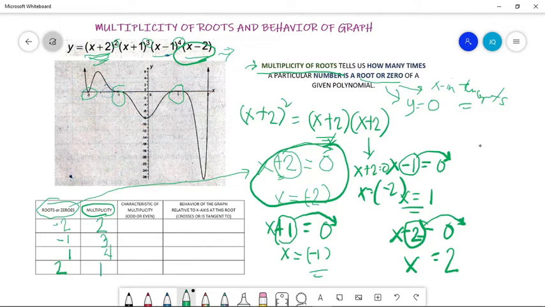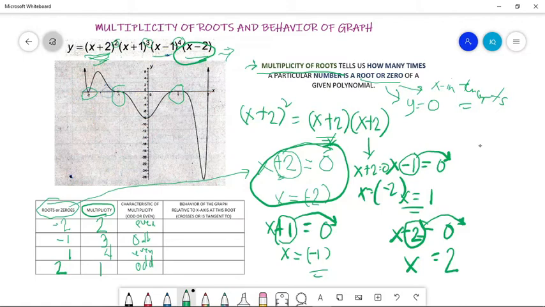When we say odd, it is not divisible by 2, or when you pair the numbers, it has a remainder of 1. So 2 is an even number. Next is 3, that's odd because it is not divisible by 2. 4 is even, and 1 is odd. Okay, now let us look at the behavior of the graph relative to the x-axis at each root.